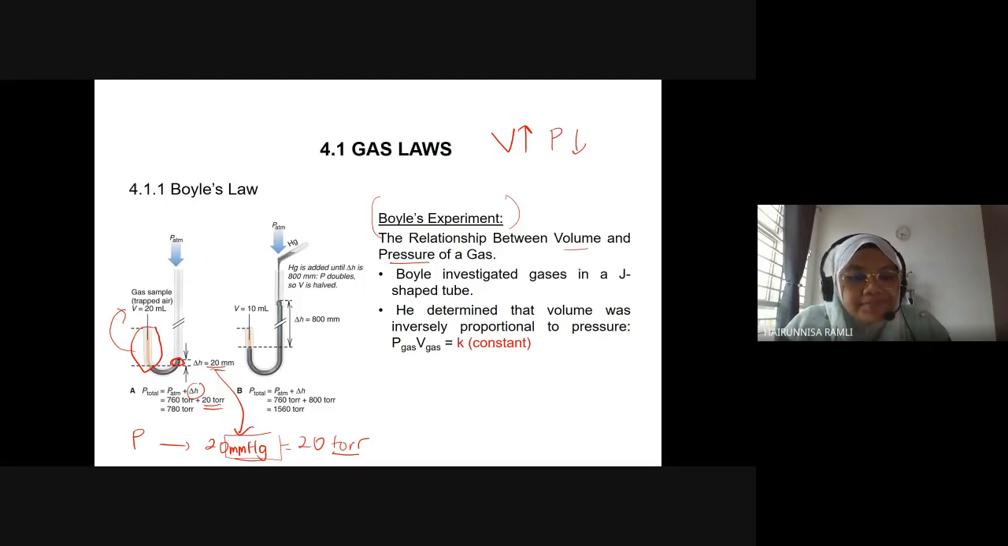Lepas tu macam mana? Okay, so kat sini dia have to include the atmosphere lah. Dia tak boleh sini saja sebab logiknya benda ni open kan. So include the atmosphere pressure. Contohlah 20 mL, so pressure dia 780 daripada 20 torr ni kan. Let's say kita add more mercury sampai dia jadi double. So delta H will become 800 daripada 20 tadi. What will happen to the volume? So volume nampak tak, dia berkurang. So volume will become half daripada yang 20 asal.